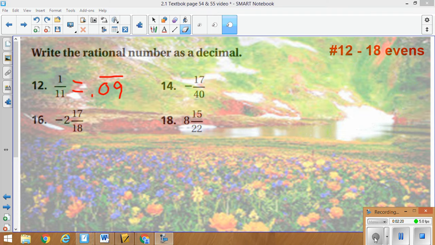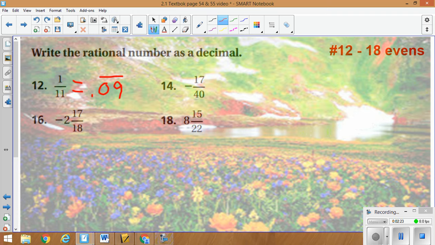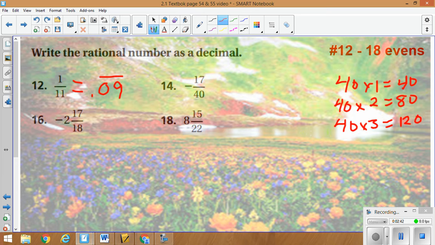For number 14, what we're going to do is list the 40 times tables. So what I'm going to do is just list the first few. I know we're not going to need to go past 5. So 40 times 2 is 80. It's actually 4 times 2 is 8 and then add the 0. So 40 times 3 would be 4 times 3 is 12, add a 0. 40 times 4 is 160, and 40 times 5 is 200. So take a second and copy that down. That just helps the problem go a little faster.